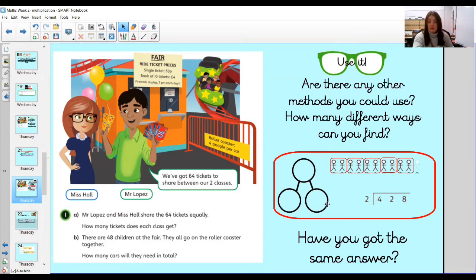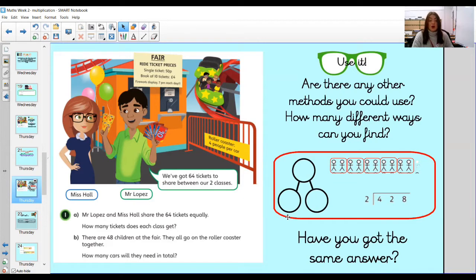So here you might want to have a go at partitioning. You might want to have a go at grouping. There is your short division there if you remember how to do that. If not, don't worry, we are going to be focusing on that soon. If you don't know how to use that method, don't use it yet. Use ones that you do know how to use. You might even want to use your times tables for one of them, the inverse.